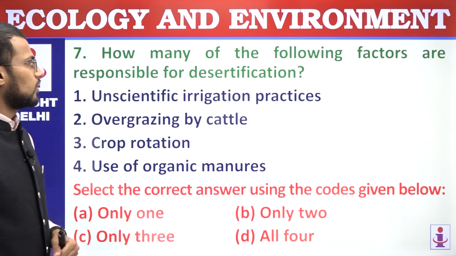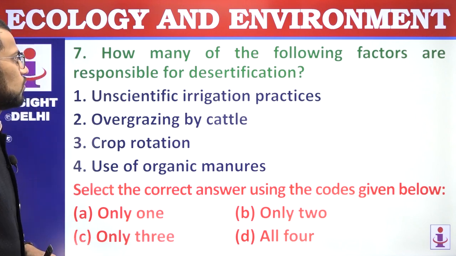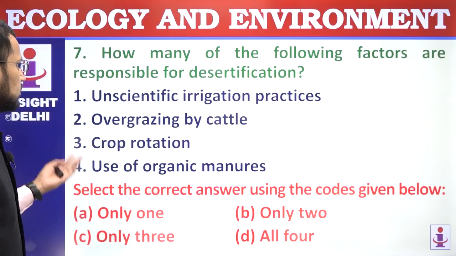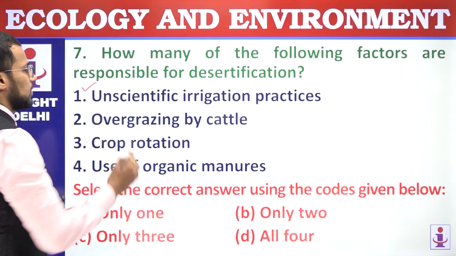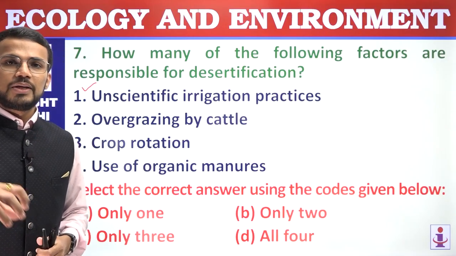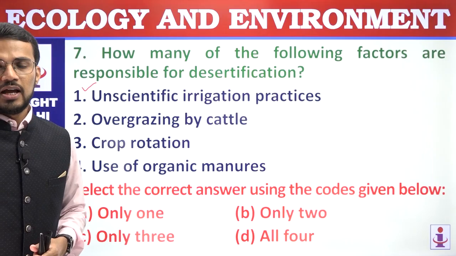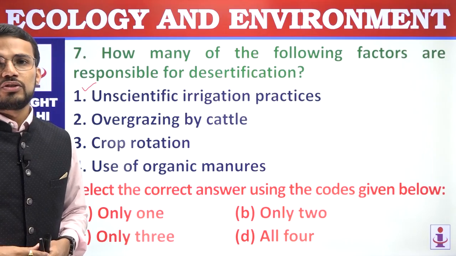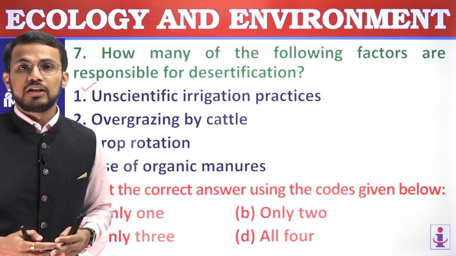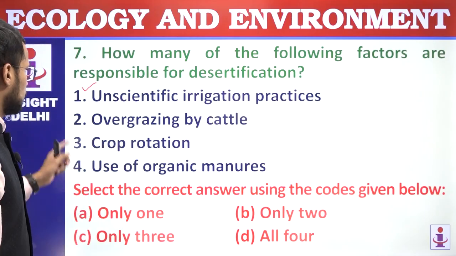How many of the following factors are responsible for desertification? Right? So desertification may be the result of unscientific irrigation practices, because if we carry out unscientific irrigation practices, there will be excessive use of water, and that may lead to conditions of drought, and thus further it can be aggravated into desertification. First statement is correct.